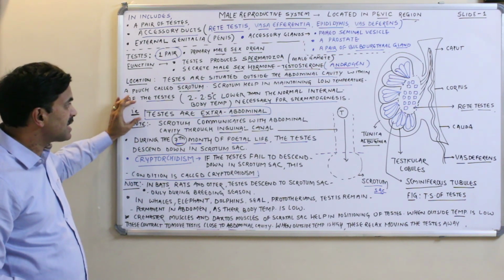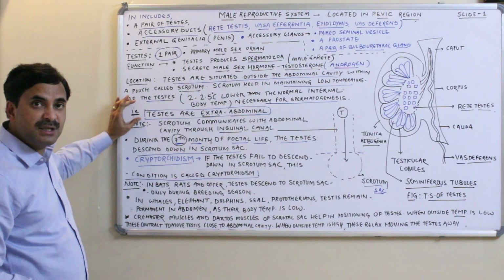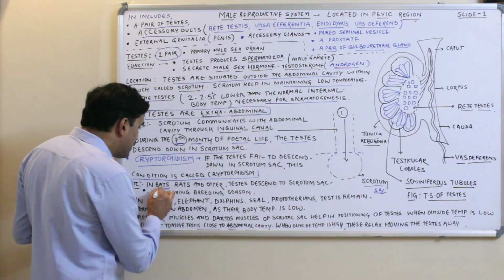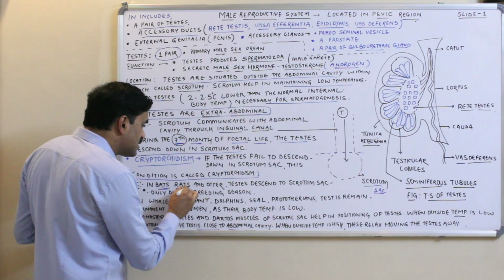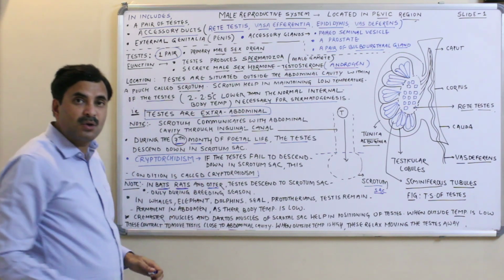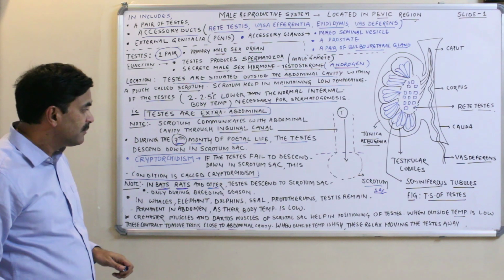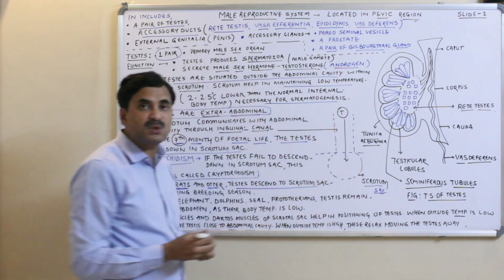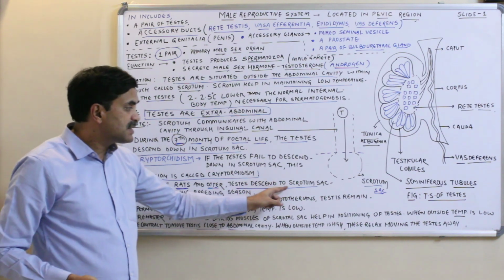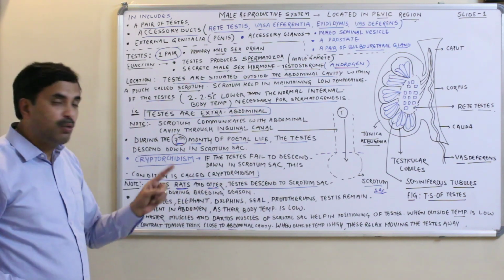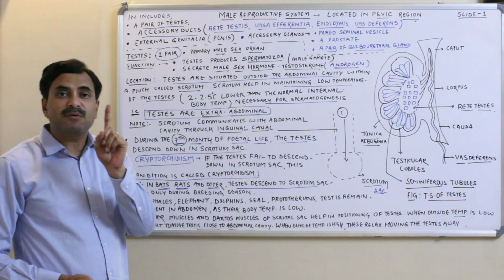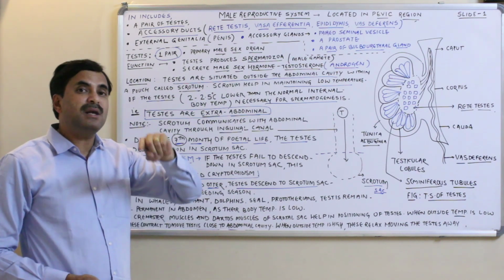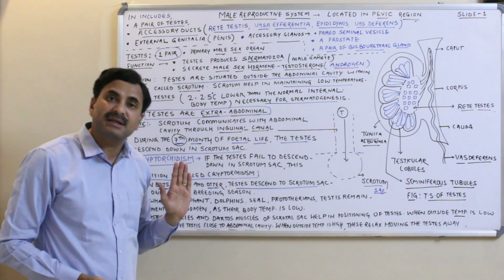Now, as we know, we are talking about human beings, and in human beings, after birth, the testes are permanently found in the scrotal sac, meaning they are extra-abdominal. But there are a few mammals such as bats, rats and otters, all three are mammals. In them, the testes are not permanently in the scrotal sac. The testes descend to the scrotal sac only during the breeding season. But when the breeding season is over, the testes again move towards the abdominal cavity.